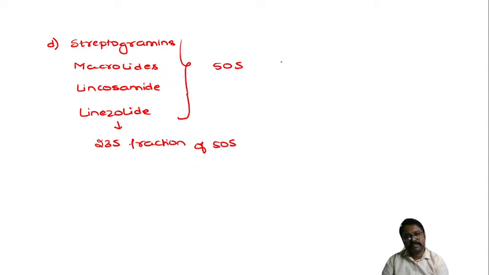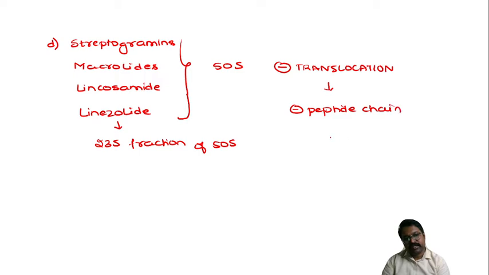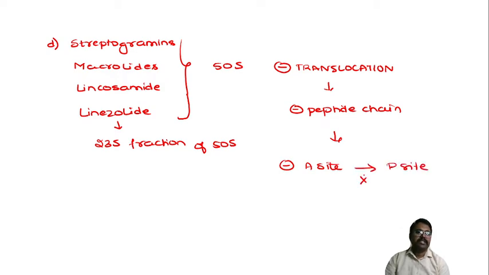So basically this will cause inhibition in the translocation. It inhibits the translocation of what? It inhibits the translocation of peptide chain from A site to P site. So the translocation of peptide chain from A site to P site will be inhibited.